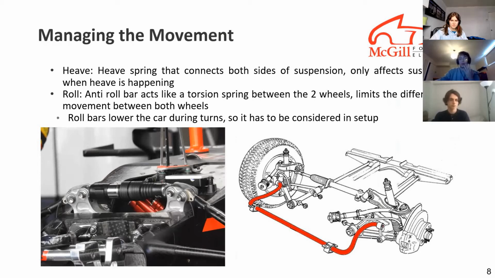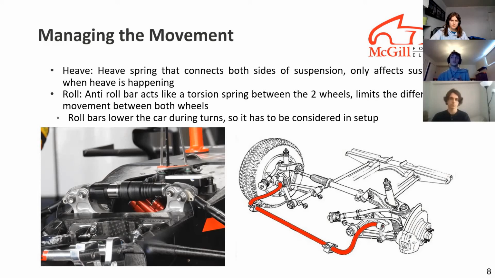So these movements, we have to find a way to manage them. Heave, for example, will use heave springs. There's actually the left picture here that shows one example of a heave spring. It's a spring that connects both sides of the suspension and only will act when both sides are stretched or compressed equally. When cornering, this will not affect anything.